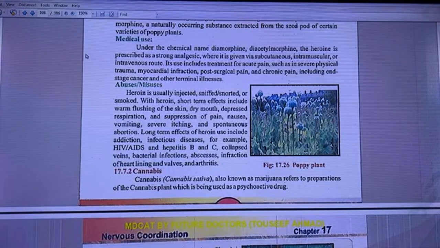Long-term effects of heroin use include addiction, infectious disease, for example, AIDS, hepatitis C and B, collapsed veins, bacterial infections, abscesses, infection of heart lining and valves, and arthritis.